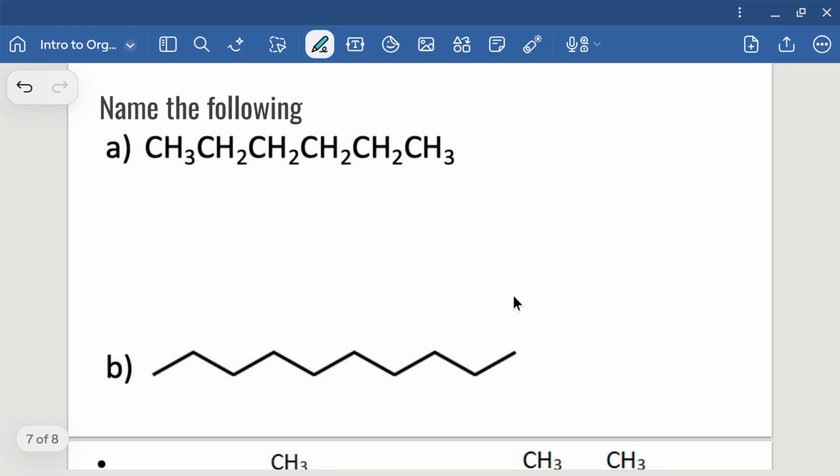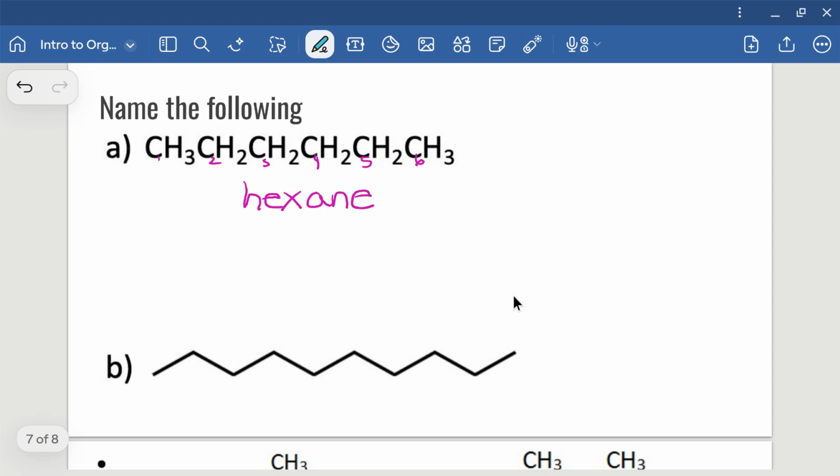When you are naming, you want to identify your longest chain. In this case, we have 1 carbon, 2, 3, 4, 5, 6. They're all single bonds, so this would just be hex for 6, and then ane, showing all single bonds.